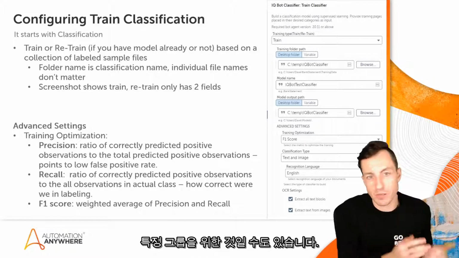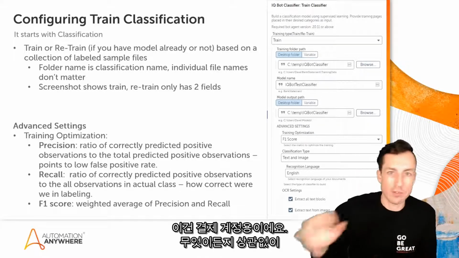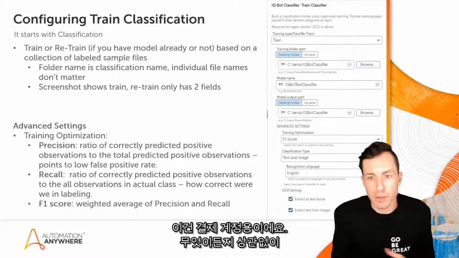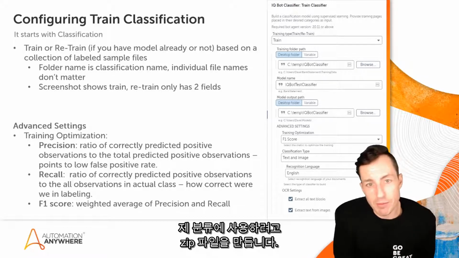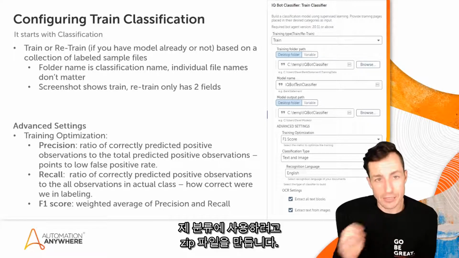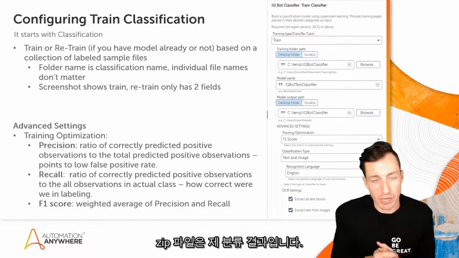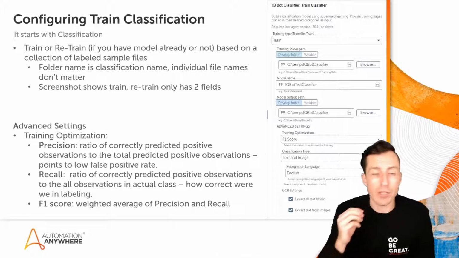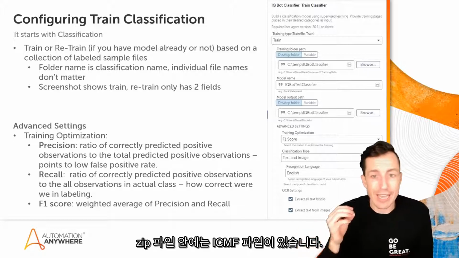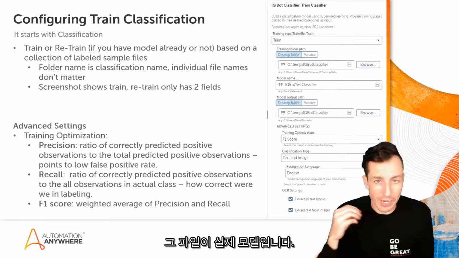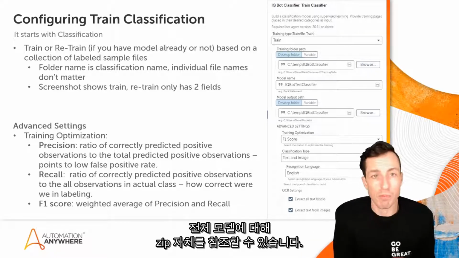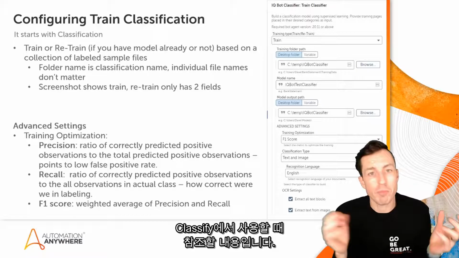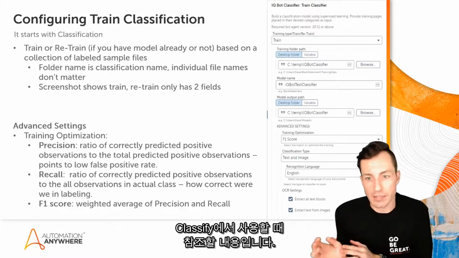Maybe it's for a specific group, it's for HR, it's for accounts payable, whatever it might be. I can give that a name. I give an output folder, so it's going to create a zip file for my classification. That's the result of my classification. It's my classification model. Inside of that zip file is an ICMF file. That is my actual model itself, but we can just reference the zip itself for my entire model, like what I'm going to reference when I use this in Classify.